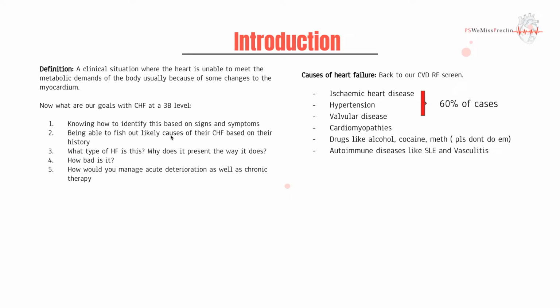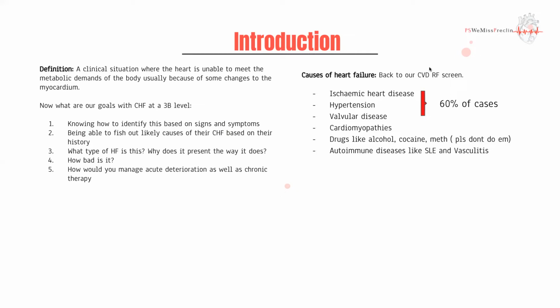Firstly, you need to identify the disease based on signs and symptoms. You need to identify likely causes based on the patient's history. You need to be able to categorize what kind of heart failure this is, and we'll talk about that as well, and understand why certain types present the way they do. You want to be able to categorize this in terms of how severe the heart failure is, because that's often going to be one of the major factors driving our medical therapy. And lastly, how would you manage both the acute side of things as well as their chronic management? Because obviously this is going to be a chronic issue that they're going to be facing.